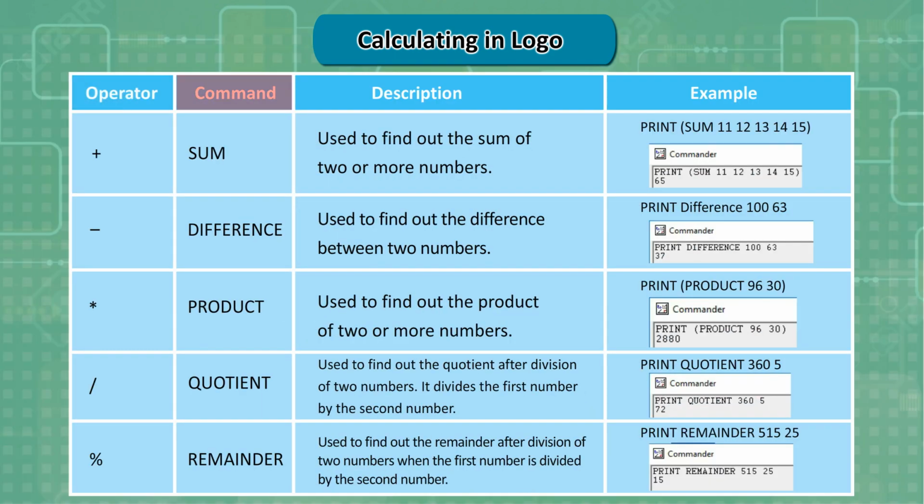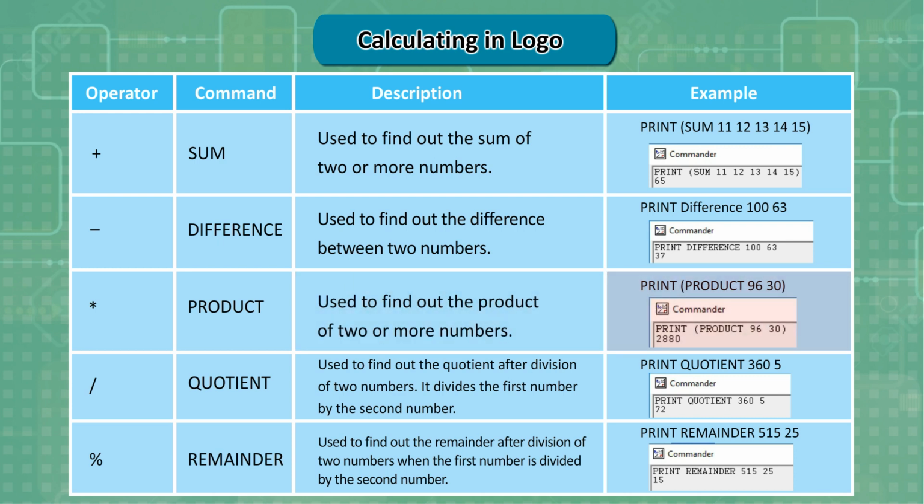Operator. Command. Description. Example. Plus. Sum. Used to find out the sum of two or more numbers. Print sum 11, 12, 13, 14, 15. Dash. Difference. Used to find out the difference between two numbers. Print difference 16 3. Asterisk. Product. Used to find out the product of two or more numbers.